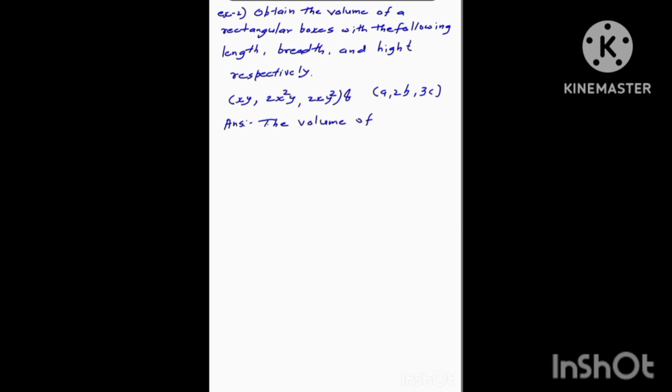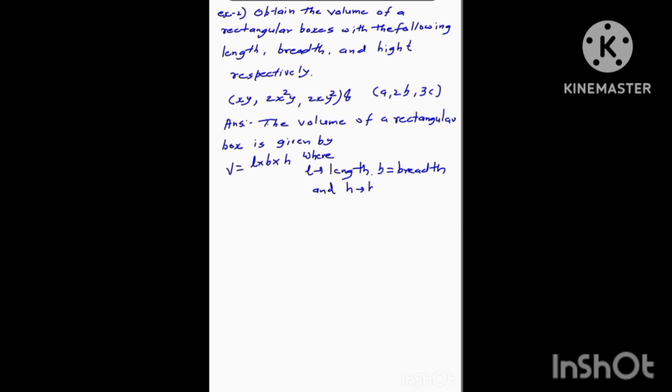so the volume of a rectangular box is given by the formula. You need to add all these formulas. They are very simple. You must know them. Volume of a rectangular box is given by V equal to L into B into H, where L is of course length, B is breadth and H is height. Okay, you know this very famous formula, and as you know from the problem, you know what is L, you know what is B, you know what is H.